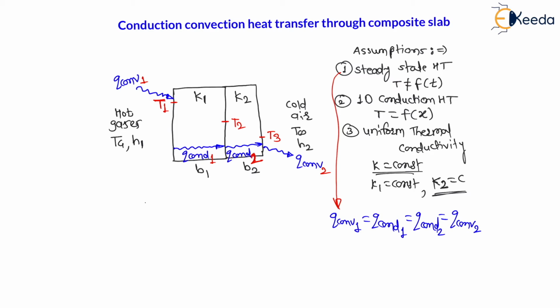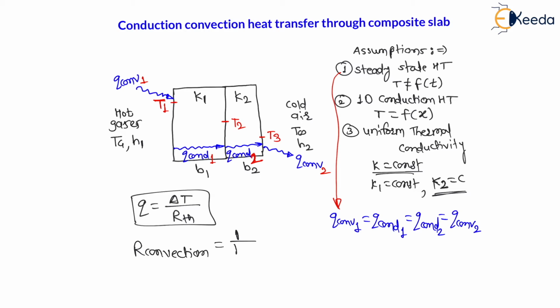Now my dear students, we know that heat transfer is nothing but the temperature difference divided by R, the thermal resistance through the circuit, right? Therefore it is the change in temperature divided by thermal resistance. Now here there is convection as well as conduction. So my dear students, the convection thermal resistance R convection is nothing but 1 upon hA, where h is the convective heat transfer coefficient and A is the area of contact.